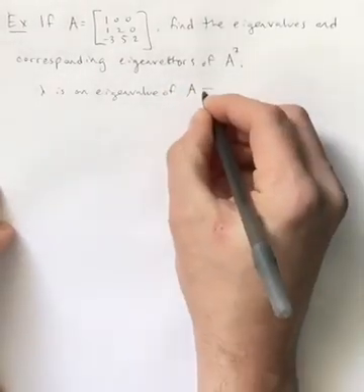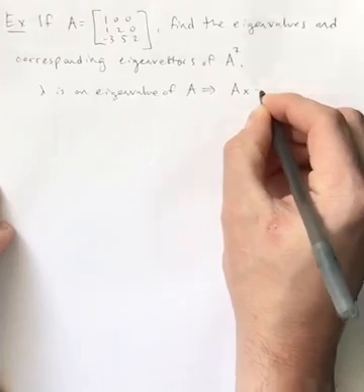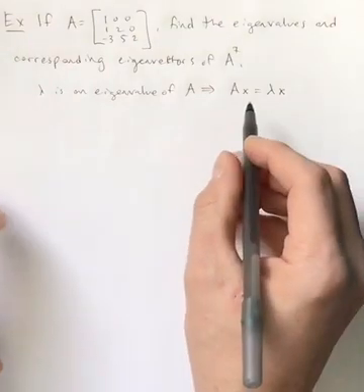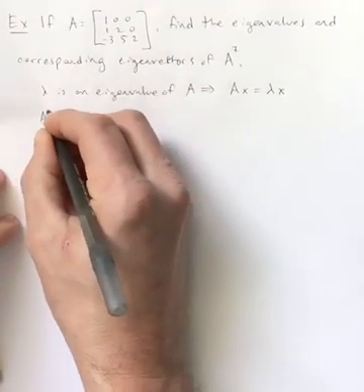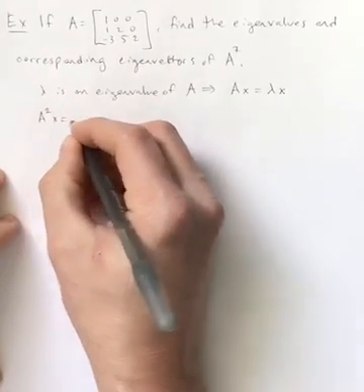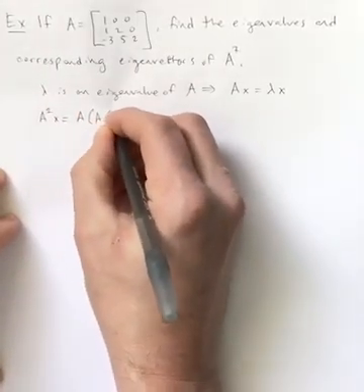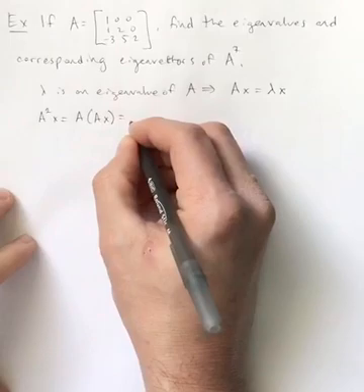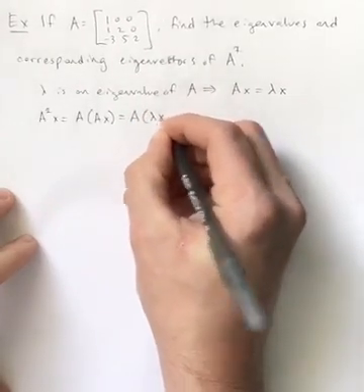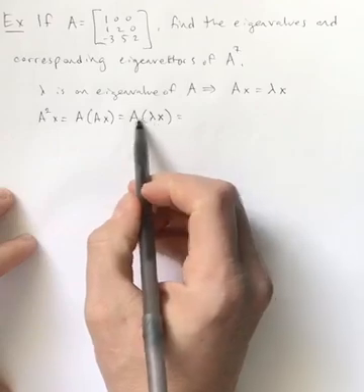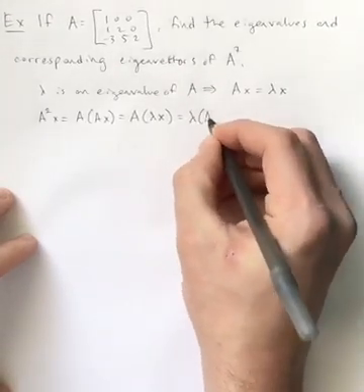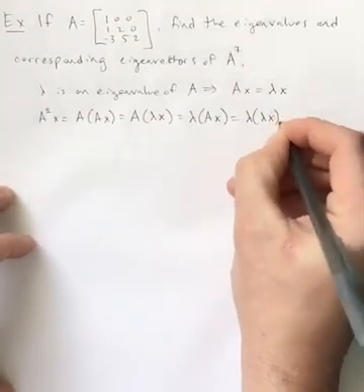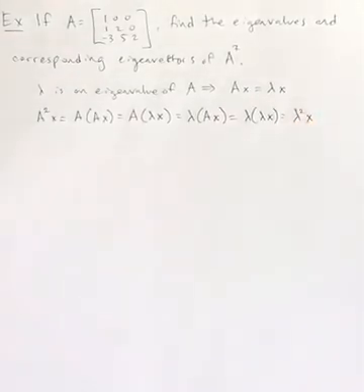So, of course, we know what that means. It means that A times X equals lambda times X for the eigenvectors X. Now, if I were to find, for example, A squared X, well, that's equal to A times AX, and then that's equal to A times lambda X. But because lambda is a scalar, I can pull that out and just say lambda times AX. And that again would be lambda times lambda X, which is lambda squared X.